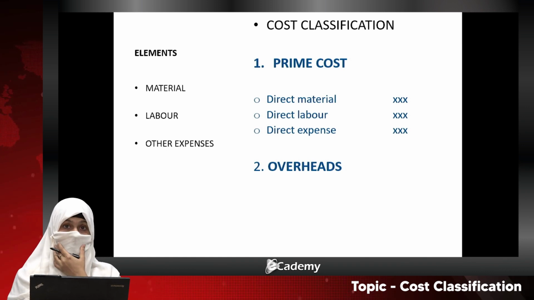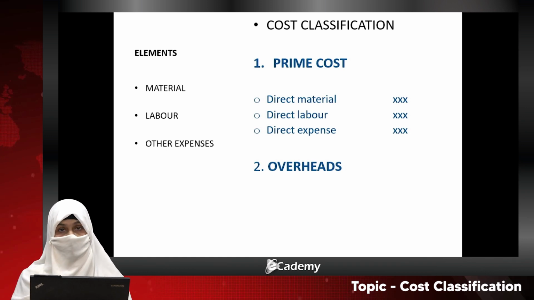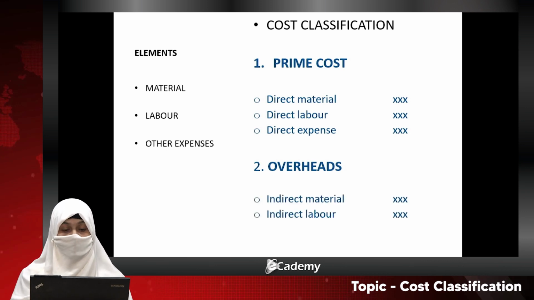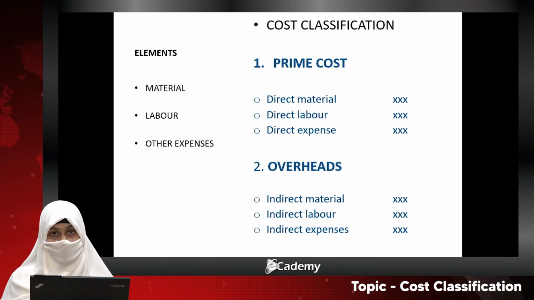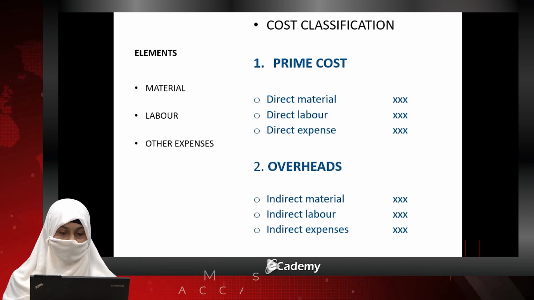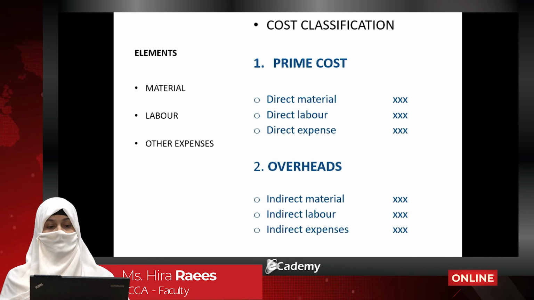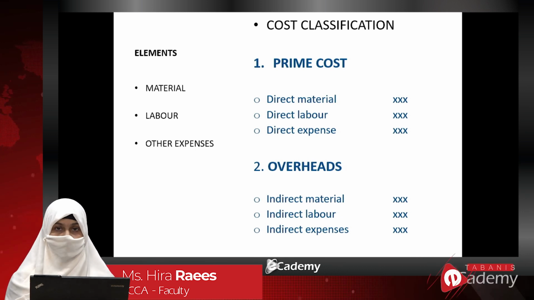Secondly, we classify our cost into overheads. Overheads are also named indirect expenses. They include indirect material, indirect labor, and indirect expenses as well. Now, it's very important for our students at this stage to distinguish between direct material and indirect material. It's very important for them to distinguish between direct labor and indirect labor also. So we will deal with all of them in particular, and then we will apply those concepts over certain illustrations. Let's talk about direct or indirect labor.